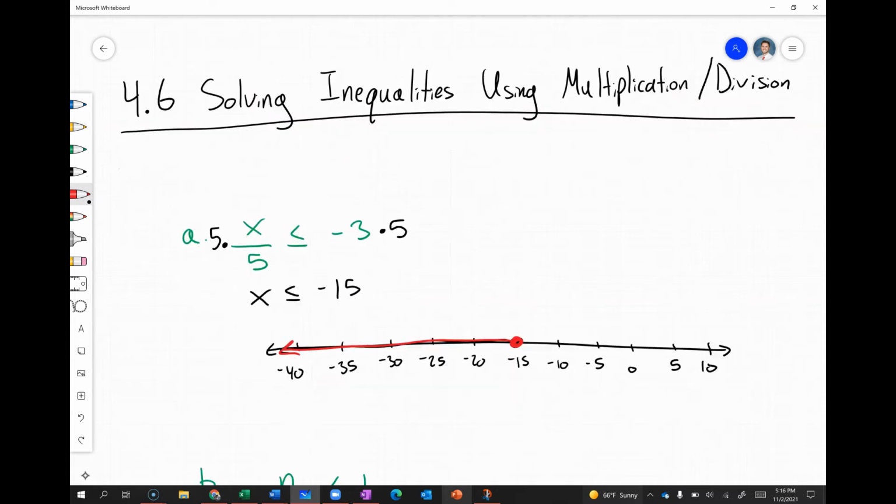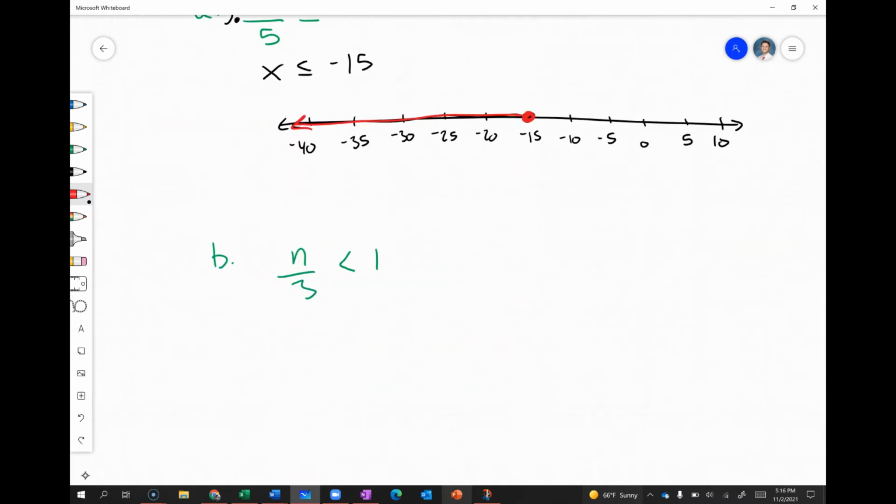All right. Looking at our next one, n divided by 3 is less than 1. So again, we want to isolate our variable. So we can multiply both sides by 3. That would leave us with n is less than 1 times 3, which is 3. And again, I'm not going to do the graphs for all of these, but we would do an open circle at 3 with our arrow going to the left.